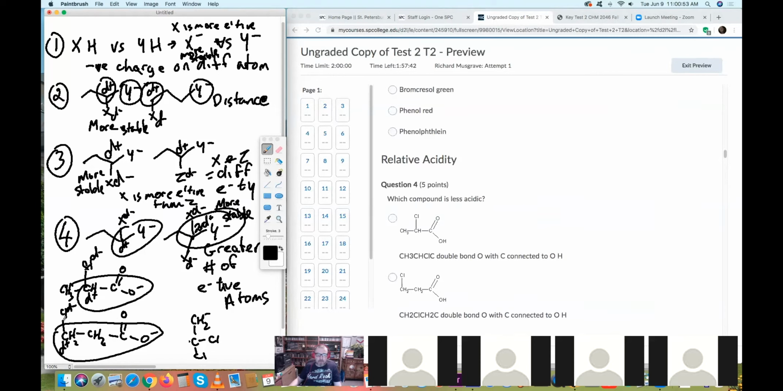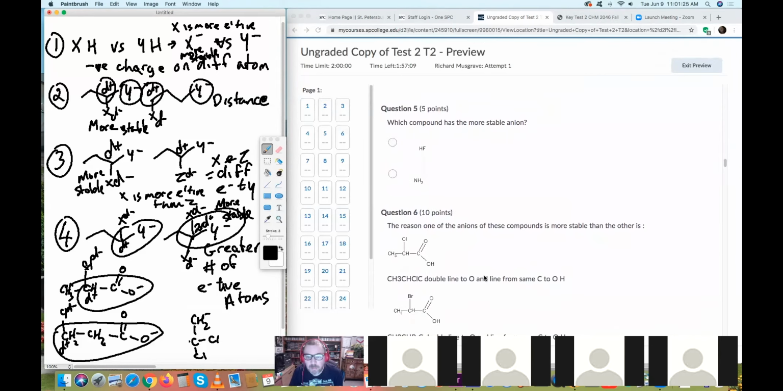I'm thinking the top one. I'm sorry, the bottom one that's farther away. That's right, because the Cl is further away, which means the delta plus is further away from the negative. It doesn't stabilize it as much, so the anion's less stable. Which makes the compound less acidic. Less willing to give up that H plus to form the anion. Yeah, so that's a bit more challenging.